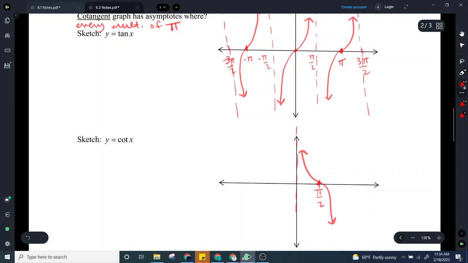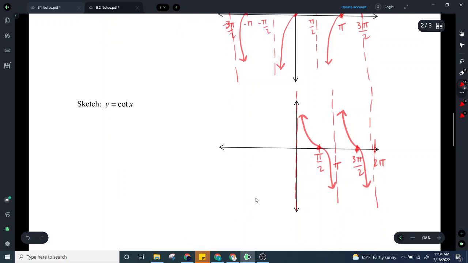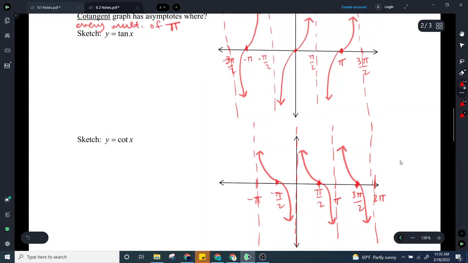So there's an asymptote at 0, and then again at pi. And then the next asymptote would be at 2 pi. And then in between at 3 pi over 2 is where the next x-intercept would be. And it would go up on the left, down on the right. So there's 2 cycles of the cotangent function. We could do the same thing on the other side. The next asymptote would be at negative pi. And then at negative pi over 2 is where it would have an x-intercept, up on the left, down on the right. So there's sort of the difference between the 2 graphs, okay?